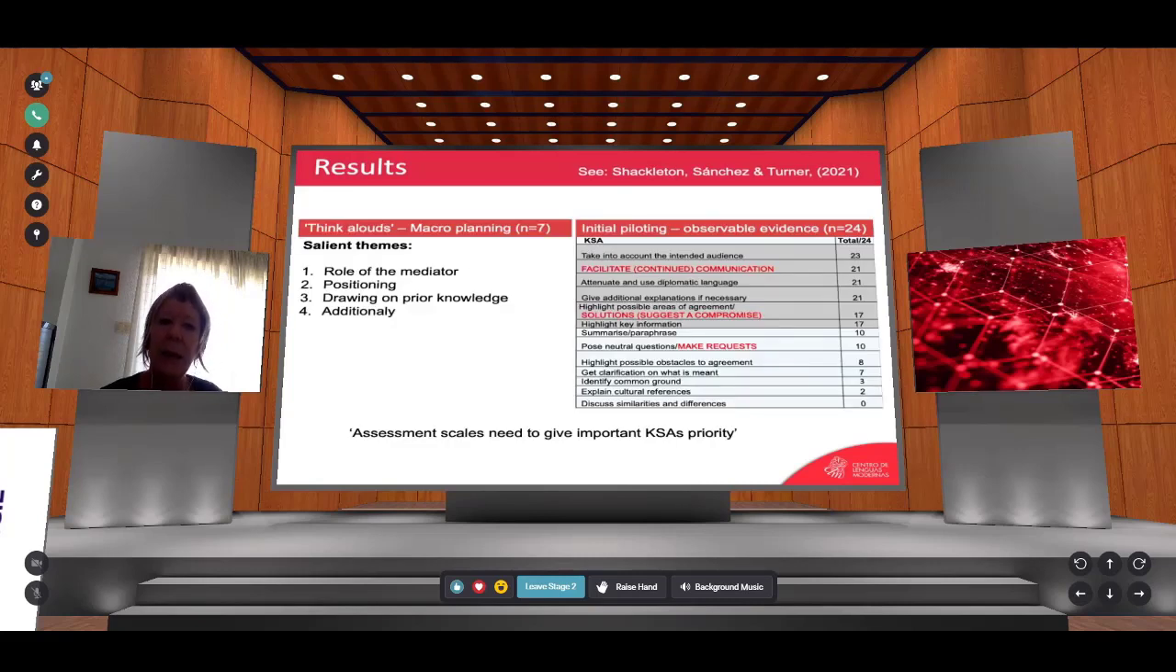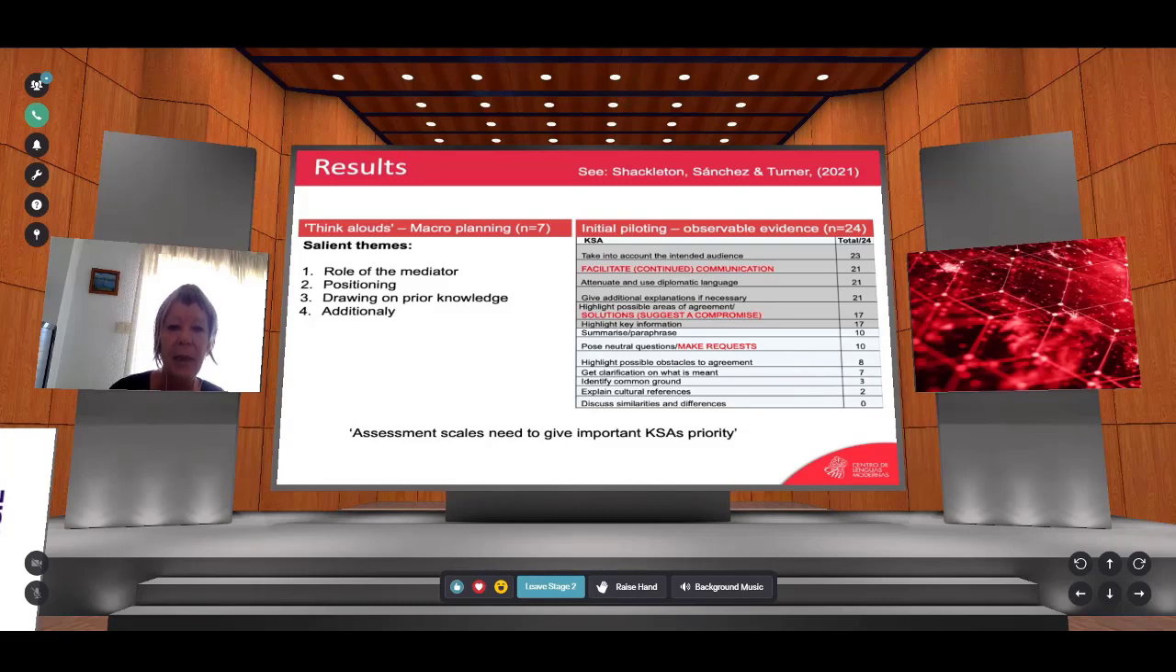We then piloted the task with a small group of students, n equals 7, and we carried out think-alouds at the macro planning stage. The salient themes which came out of the think-alouds, in this order, were the role of the mediator, positioning, drawing on prior knowledge, and number 4, which isn't completed, should say additional justifications and explanations. And so we can see that the task does seem to be working.